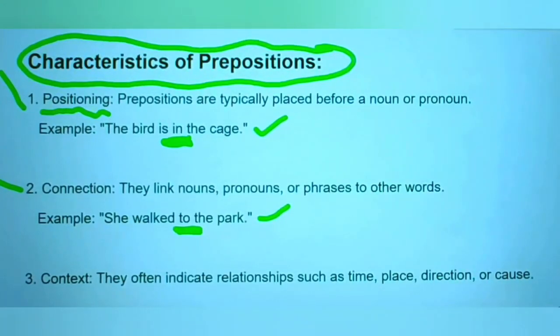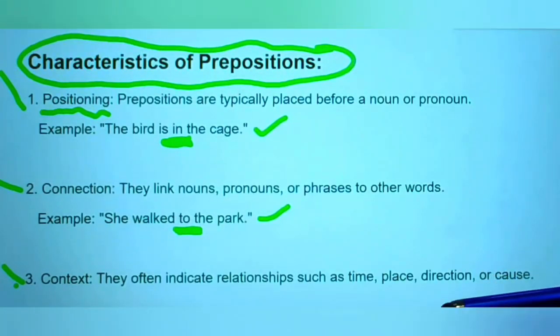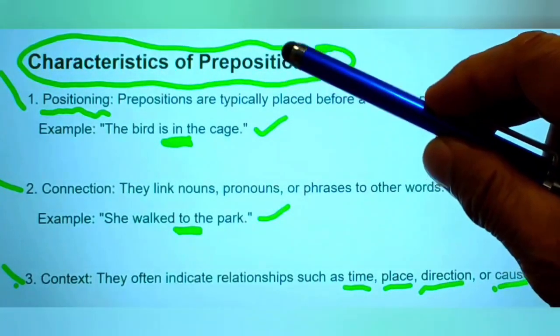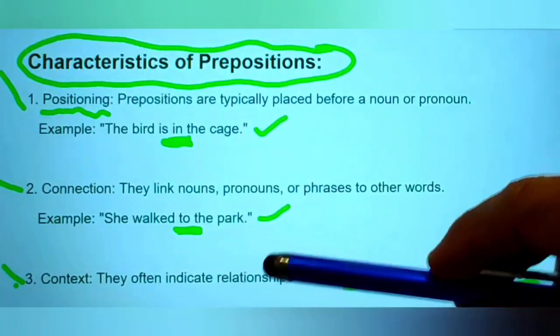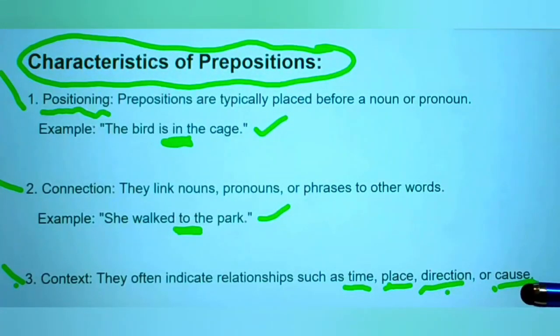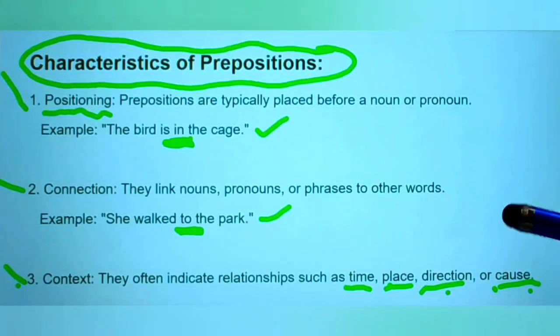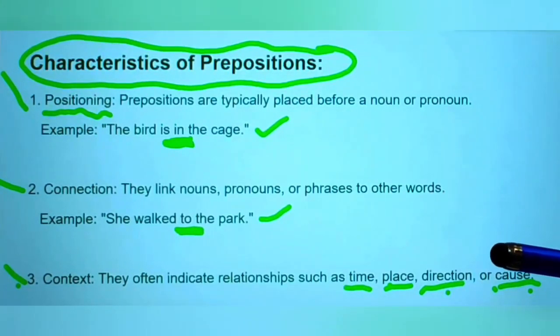Next one we have here is context. They often indicate relationships such as time, place, direction or cause. So the third characteristic of prepositions is describing time, place, direction or cause. So we can understand prepositions very easily by remembering these three characteristics of prepositions.